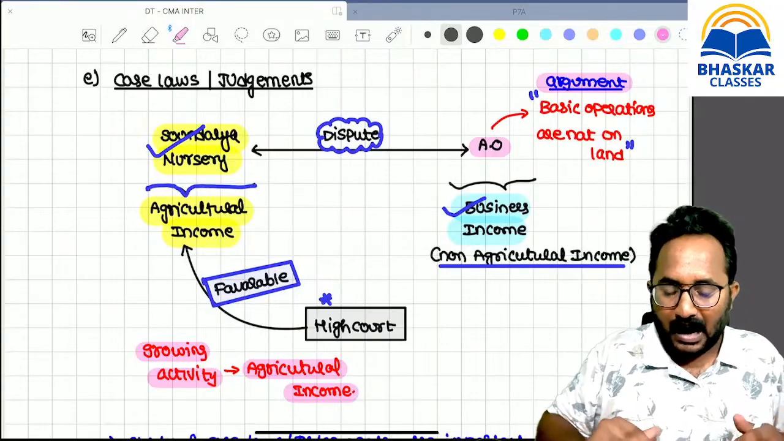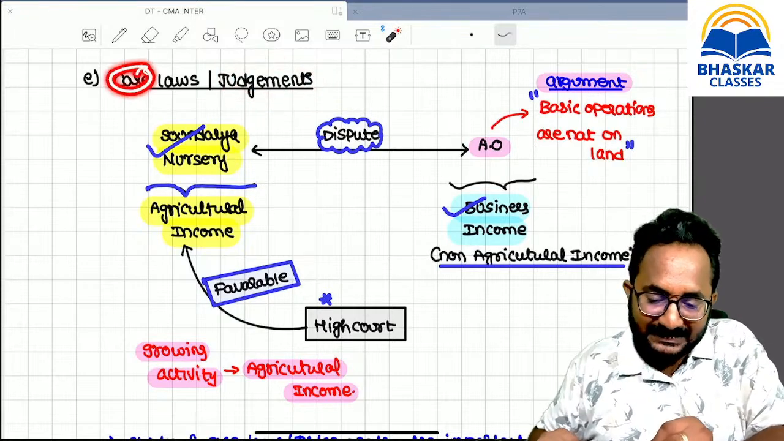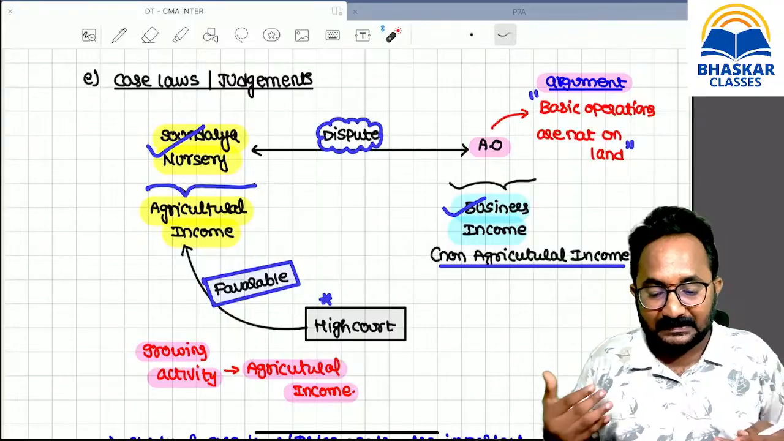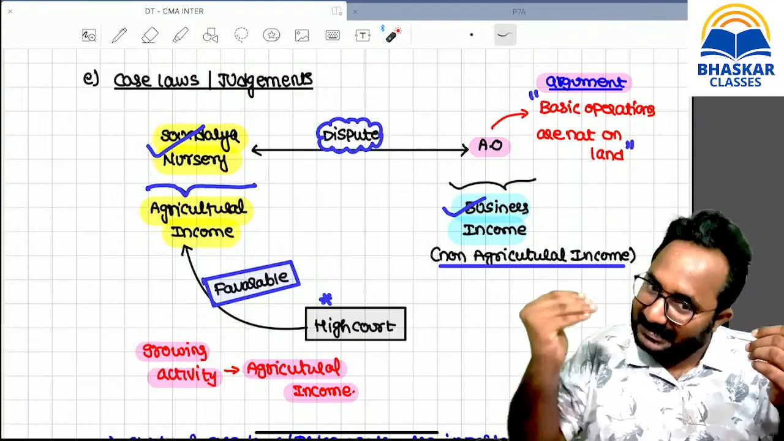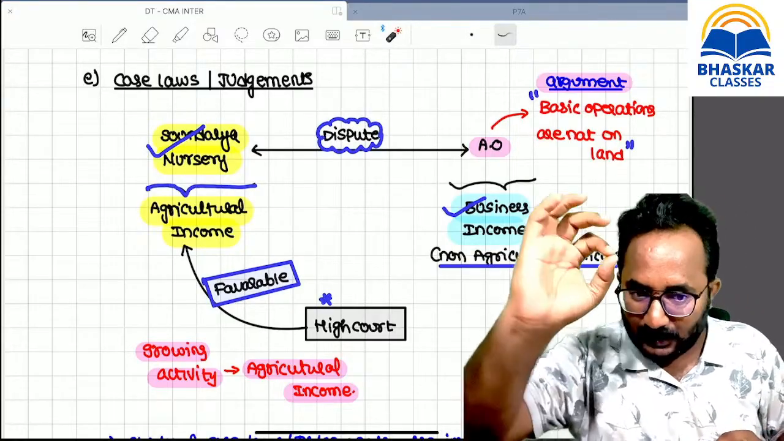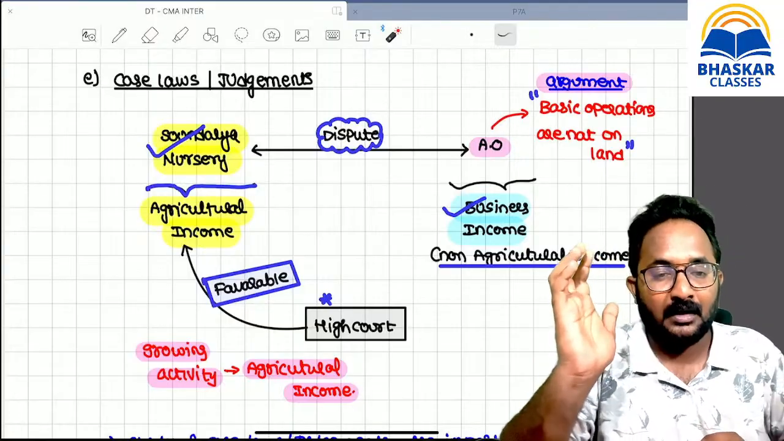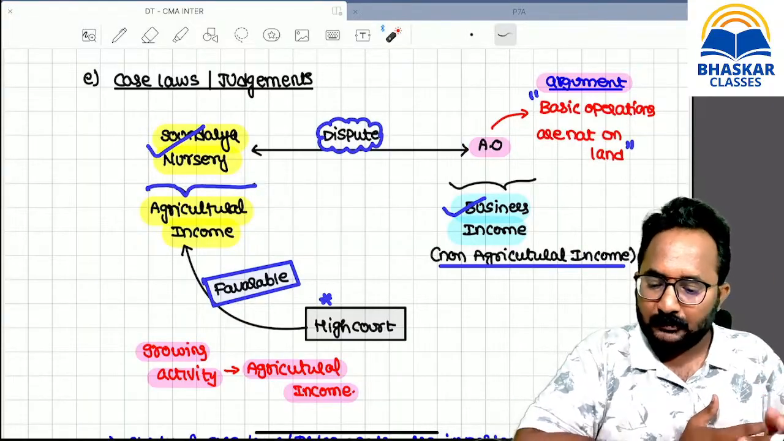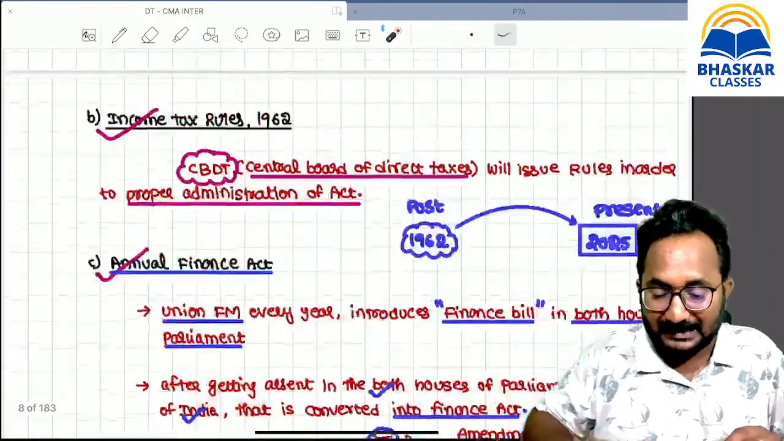So now, based on this landmark case law, nowadays all Assessees who are engaged in the nursery business are treating it as agricultural income only. Are you clear up to now? So what is the case law name? Soundarya Nursery case law. Remember, like this we have many case laws. If you understand these case laws, then only you will get clarity about the law.